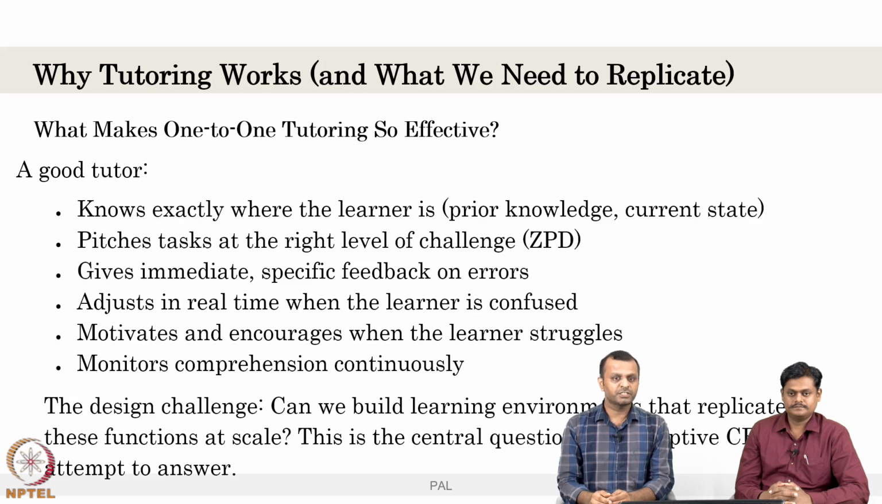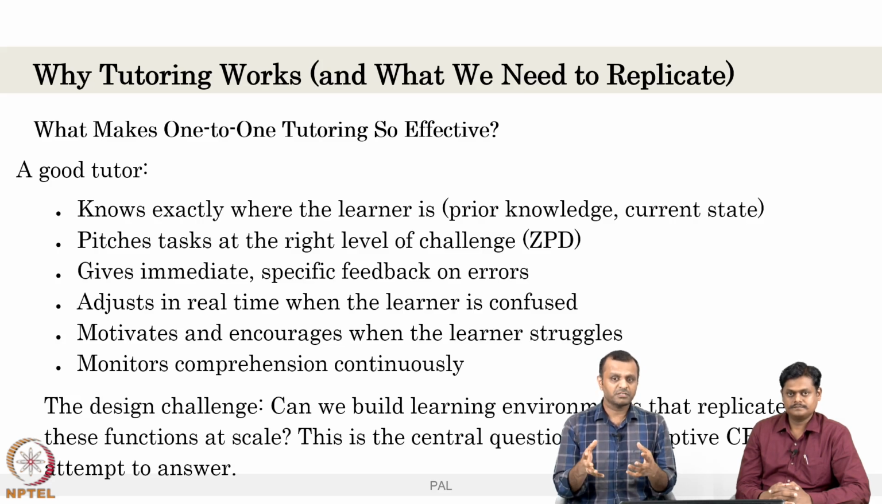It gives immediate and specific feedback on errors, and it adjusts in real time. Whenever the learner is confused, or we need to adjust the learner's affective state, we can provide feedback. It also motivates the learner when the learner struggles. The motivation is not just about struggling with a problem, but about the learner's prior knowledge and how many times the learner needed help. Based on prior history, the teacher can motivate, and monitors the learner's comprehension continuously so that feedback can be provided whenever needed.